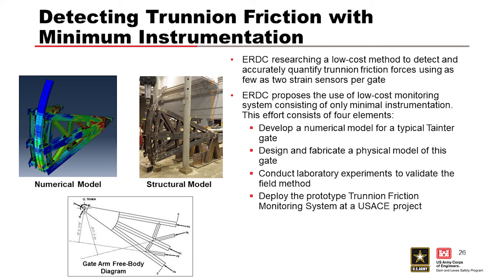And so, as I mentioned, calculating what the actual trunnion friction is at a gate is very challenging, and there's always uncertainty in this. This slide shows some research that was done at the Corps of Engineers at ERDC. And again, the last update I have on this was summer 2016. So if anyone knows, I would be curious to know if this has been implemented and how the results came out. But the goal here was to be able to correlate trunnion friction in a cost-effective way. So what they were looking at is a numerical model, a finite element model, but also building this actual section of the gates in the lab, putting strain gauges on the arms in the lab, and correlating that to the numerical model to see if those values were correlating. And then to deploy the prototype trunnion friction system at a Corps of Engineers project, which I'm not sure if that has been done or not.